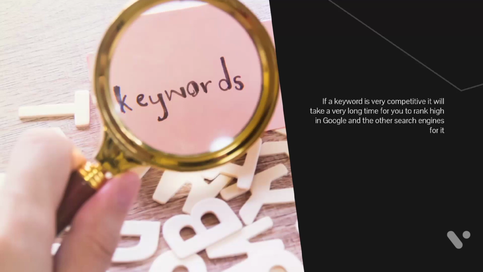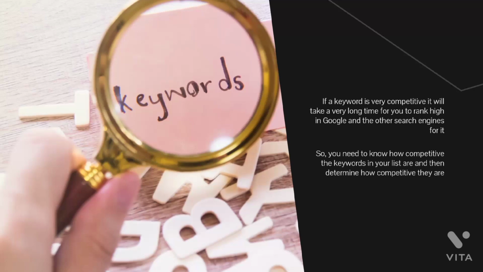If a keyword is very competitive, it will take a very long time for you to rank high in Google and the other search engines for it. For a single term such as paleo, it will probably be impossible for you to rank on the first page for this no matter what you do. So, you need to know how competitive the keywords in your list are. Please note that this is not the same as the competition column in the Google Keyword Planner. This is the ads competition and will not be of any use to you.